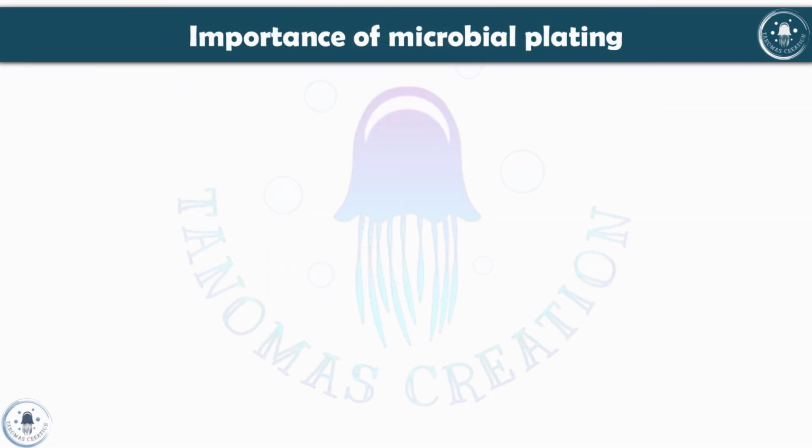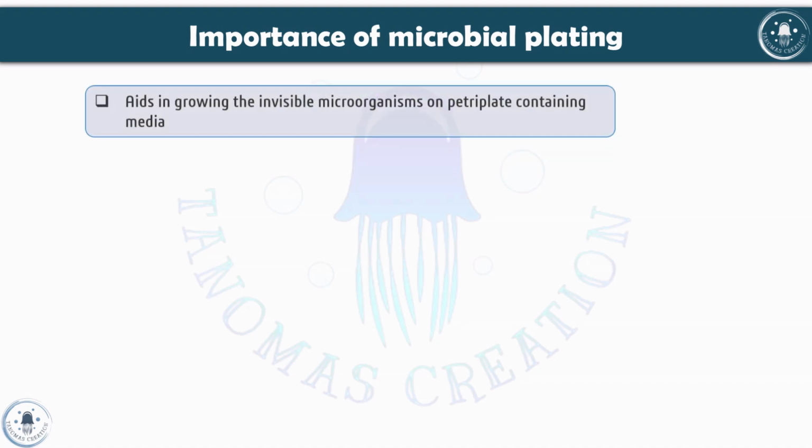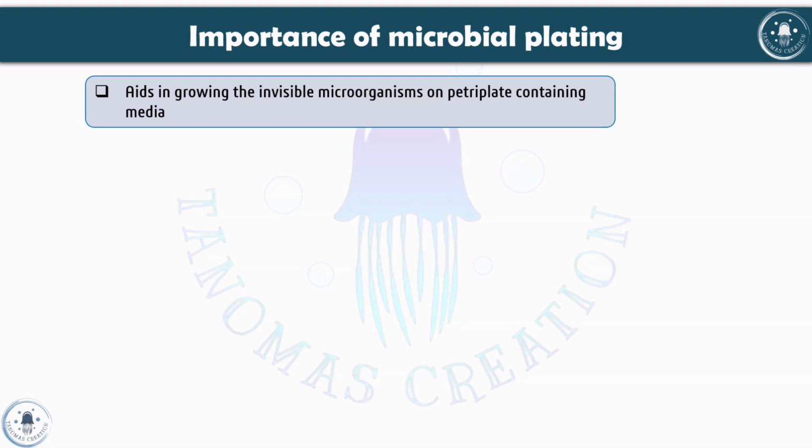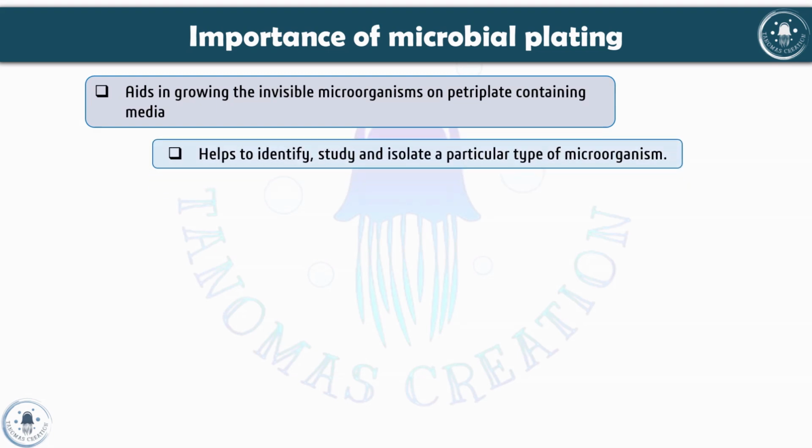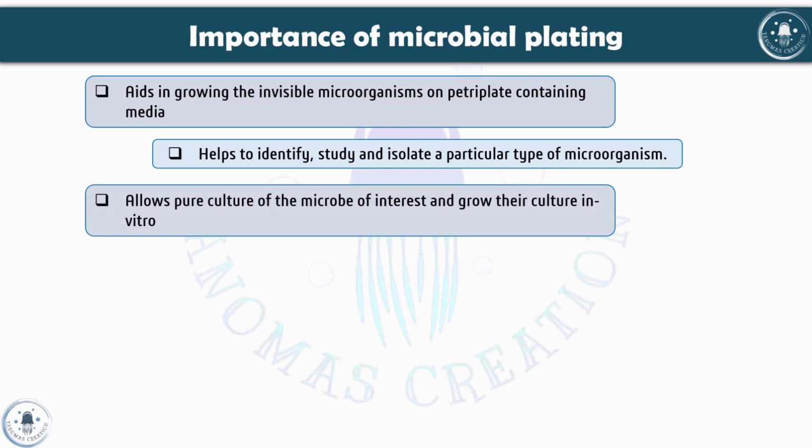Now, what is the importance of microbial technique? What will it do actually? Okay, so this technique will aid in growing the invisible microorganisms on the Petri plate. It will help us to identify the types of microorganism, to study it, and to isolate it according to our interest. It will allow the pure culture of the microbes of interest and grow their culture in vitro. Okay, so from here we can also do the pure culture of our interest.